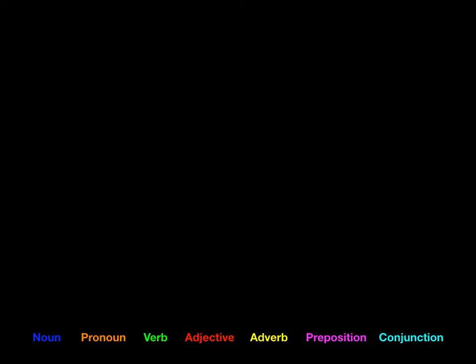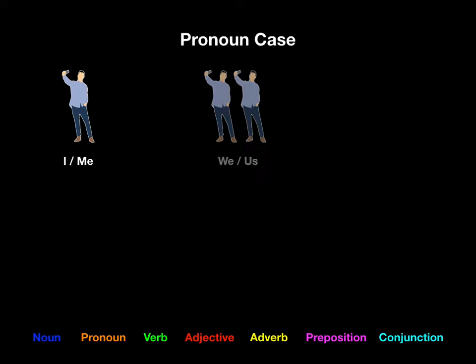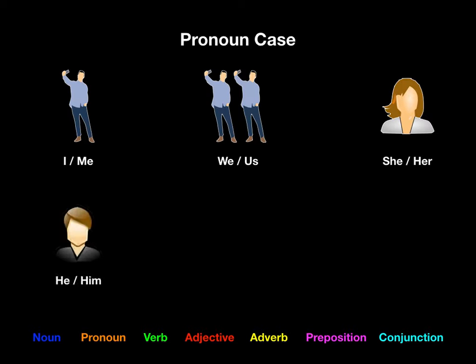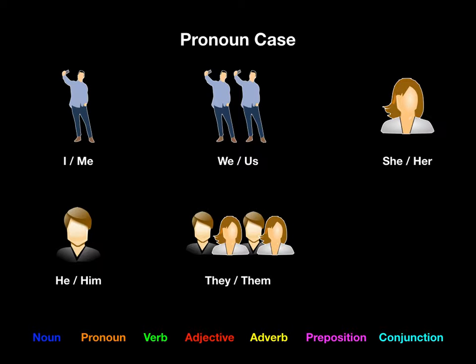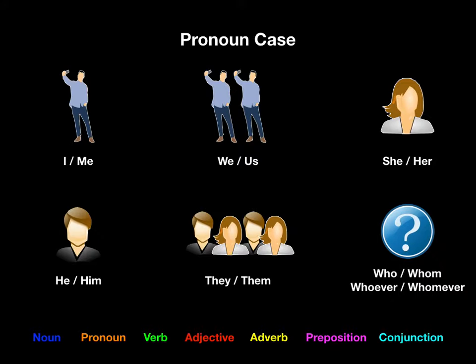Within this lecture, we're going to be examining errors that occur with pronoun case. When we are talking about pronoun case, there are several pronouns that have multiple forms. For instance, we have I and me, we and us, she and her, he and him, they and them, who and whom, as well as whoever and whomever.